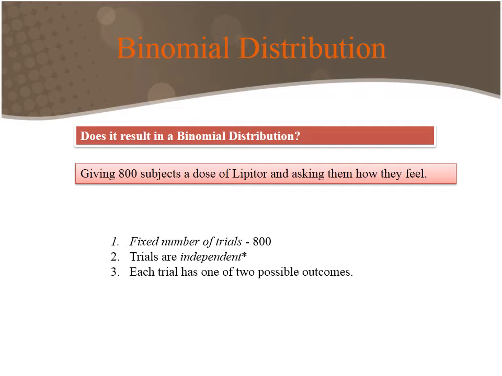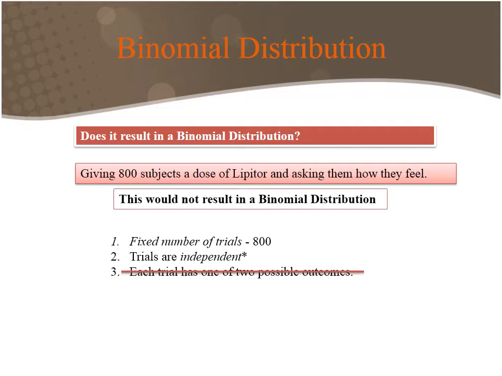Somebody might say, I'm feeling good. Somebody else might say they're feeling bad. Somebody else might say they have a headache. Somebody else might say they're feeling tired. There are not only two possible outcomes. There are many, many possible outcomes. So, because that doesn't fit the criteria, this would not result in a binomial probability distribution.